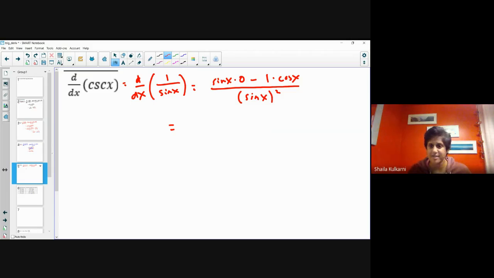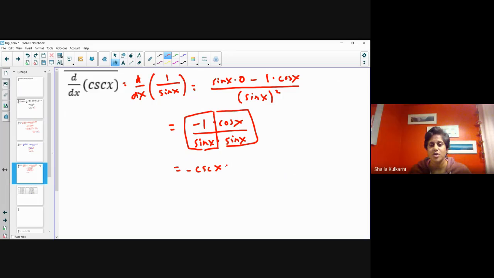I'm going to do the same thing I did last time. Sine x times 0 is 0. I have a negative 1 remaining. I have a cosine remaining. I have on the bottom sine squared x, but I'm going to write it as sine x times sine x. So you can see that the first part of the fraction is the same as negative cosecant x, and the second part of the fraction is cotangent x. So there is my derivative. The derivative of cosecant is negative cosecant cotangent.